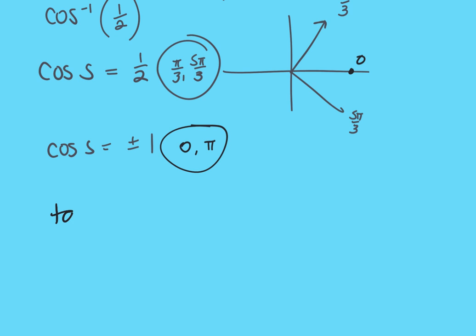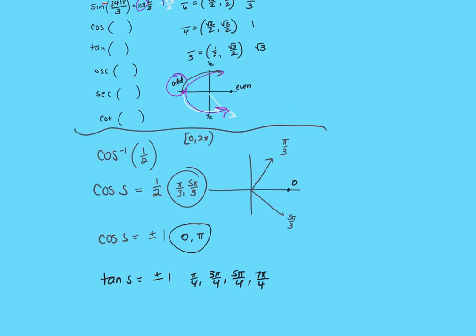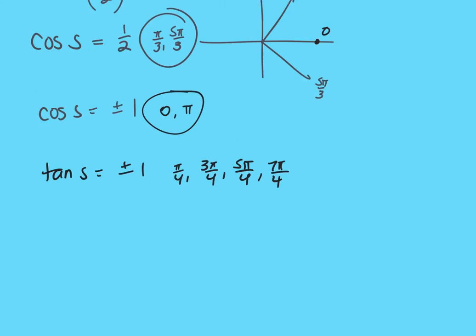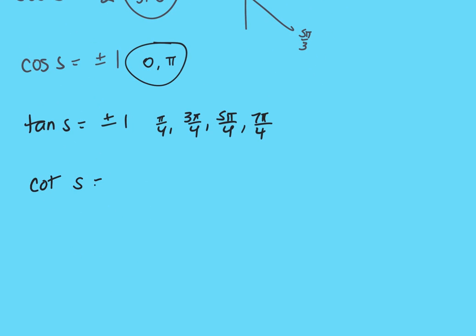If I said tangent of s equals plus and minus 1, what are your answers? Tangent of s equals plus and minus 1. Where's tangent 1? All the over 4s. Pi over 4, 3 pi over 4, 5 pi over 4, 7 pi over 4. Right? All the over 4s would be 1. Same for cotangent. Like if it said cotangent of s is plus and minus 1. It's all the same answers.